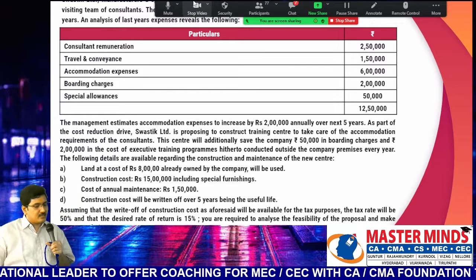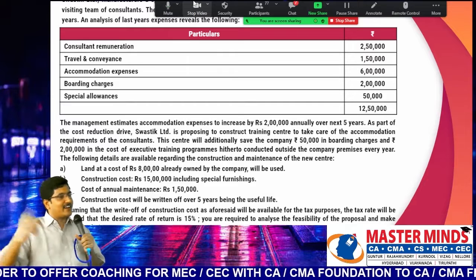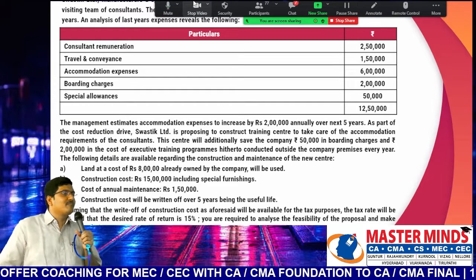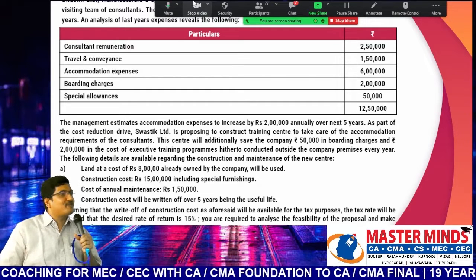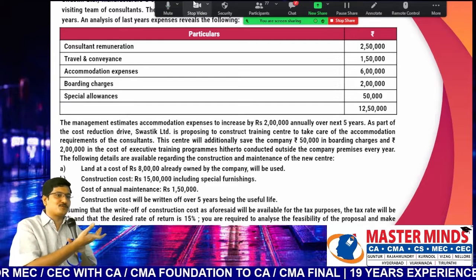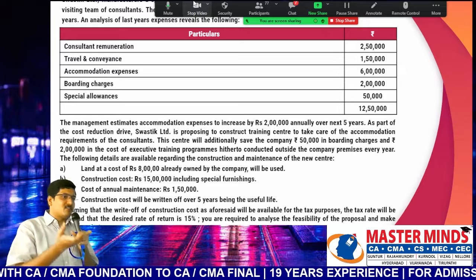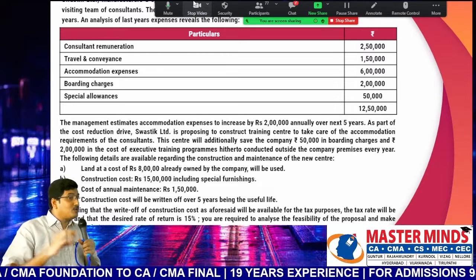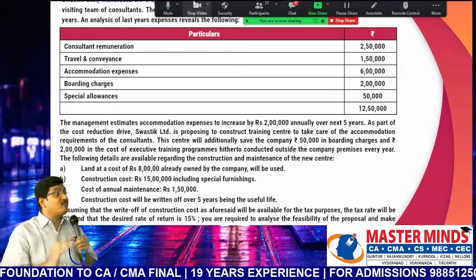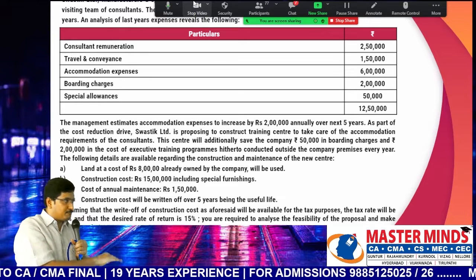Tell me the total. 62.5. What was the answer earlier? 53 point something. What is the difference? Which we arrived at in the incremental approach. Therein lies the difference between total approach and incremental approach. Now you might have understood why we ignored certain items in the incremental approach.